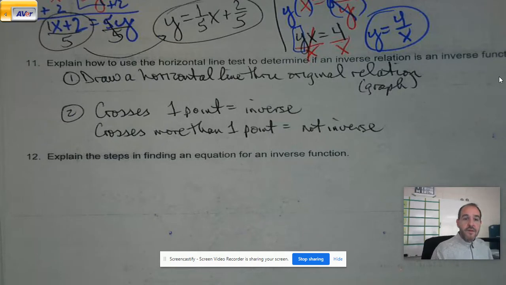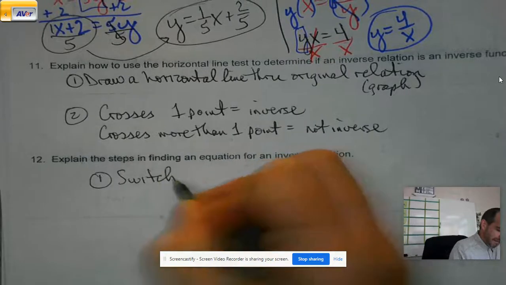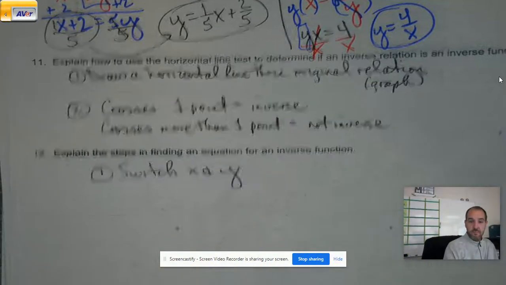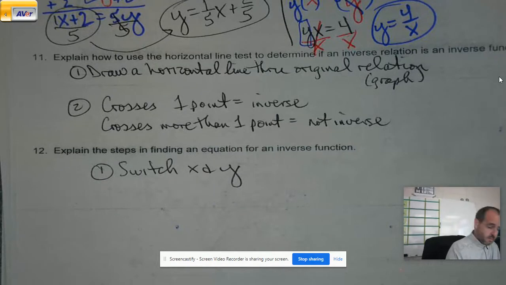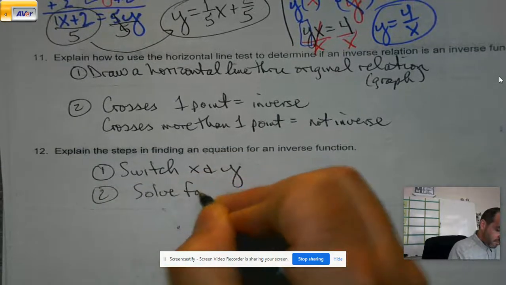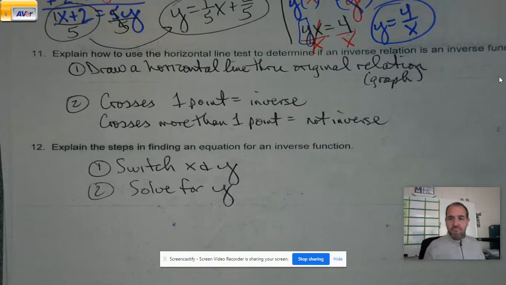Explain the steps for finding an equation for an inverse function. We've just been doing this a lot, like up in number 10 and all that stuff. We kind of wrote it on the front. Switch x and y. Solve for y. It doesn't have to be complicated. It doesn't have to be a 6-step thing. Just switch x and y, solve for y. There's my inverse, and we're good.